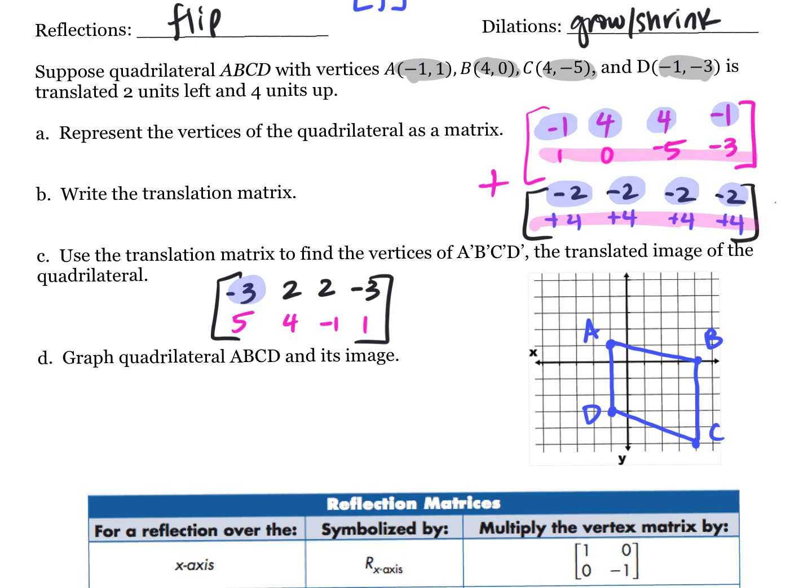Then we've got to graph my A prime, B prime, C prime, D prime. And that would get me -3, 5 is A prime. 2, 4. 2, -1.